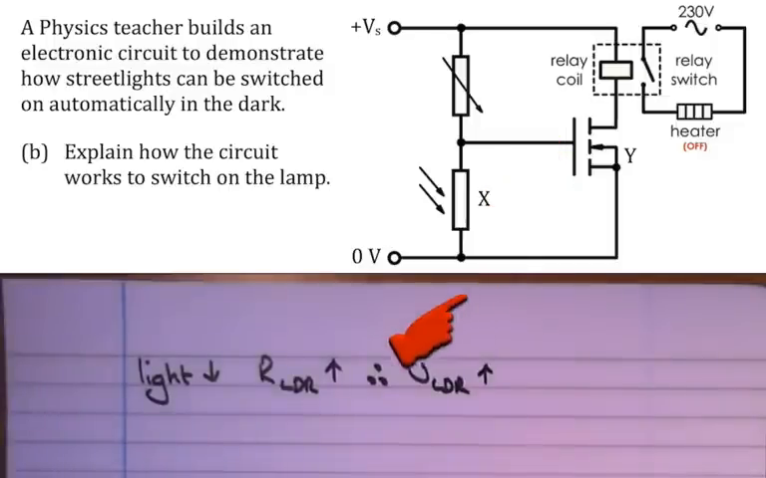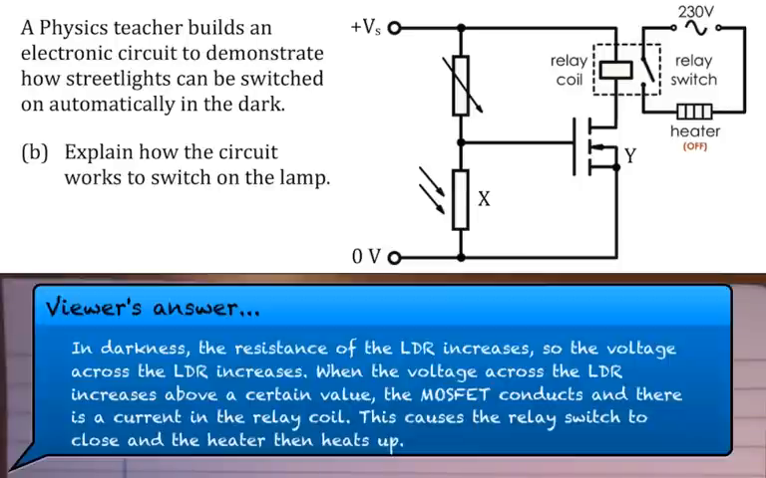Now see, this one branch in this circuit is the potential divider, a voltage divider. The other branch is the MOSFET in series with a motor, or a buzzer, or in this case a relay. So once the voltage across this increases above a certain value, the MOSFET conducts, and we'll have a current in this branch. So there'll be a current in this coil that would then close this switch, and the heater would come on. Now I should have, if I click here, a typical answer that you'd be writing.